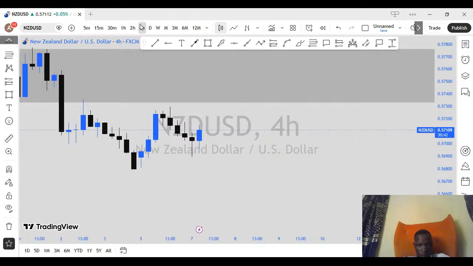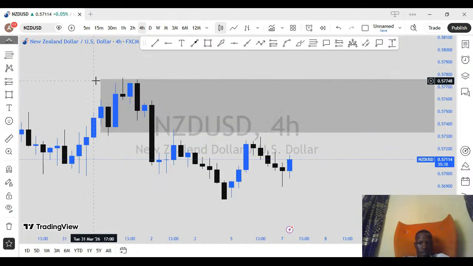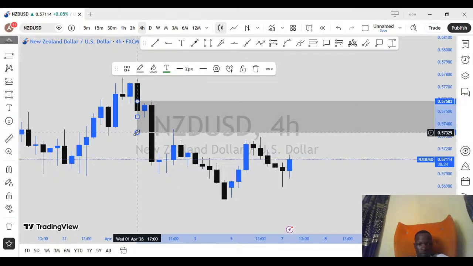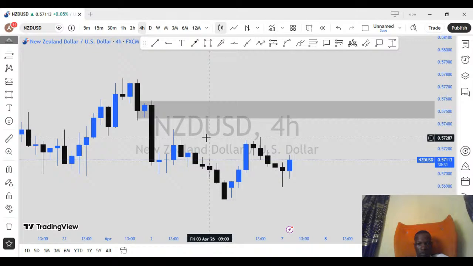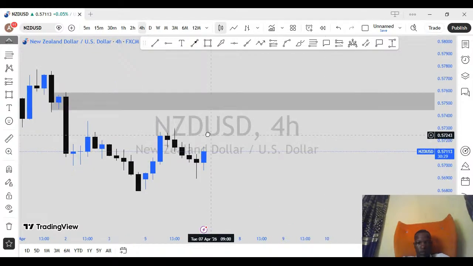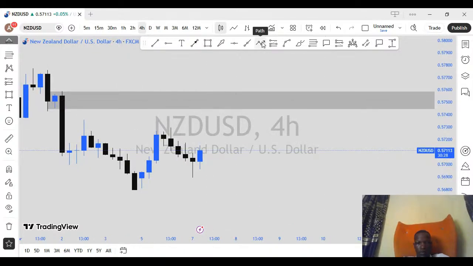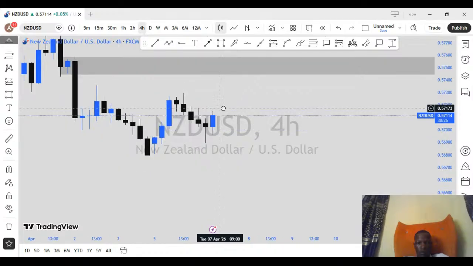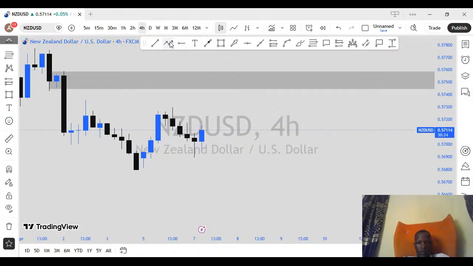On our 4 hour time frame, we have this zone as what? As our new supply zone. This is our new supply zone that we expect market to come back. So we want market to come back to this level, then we sell.